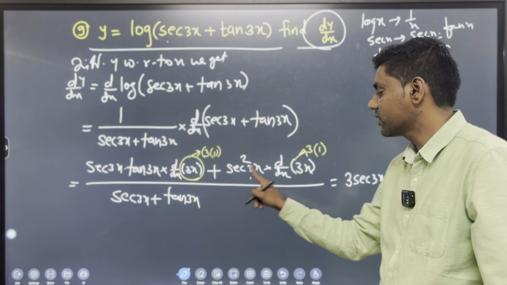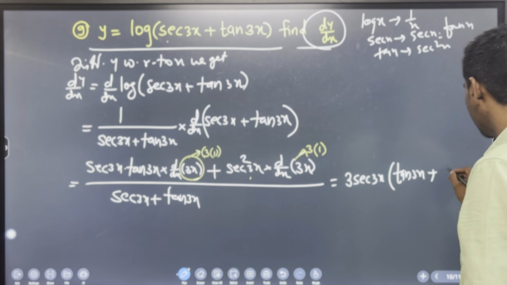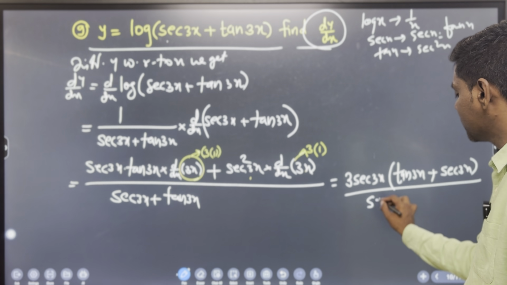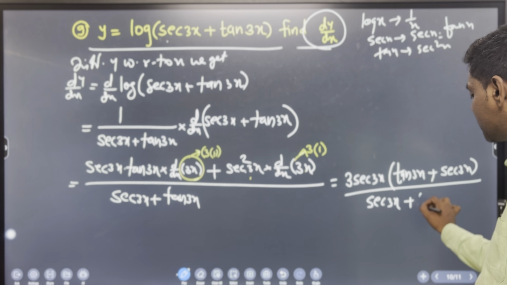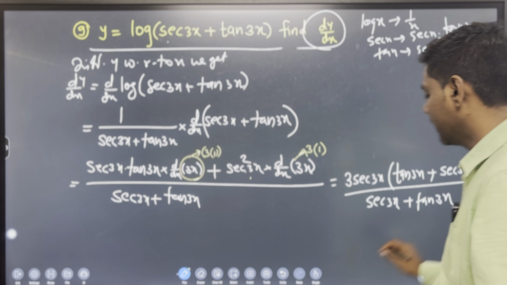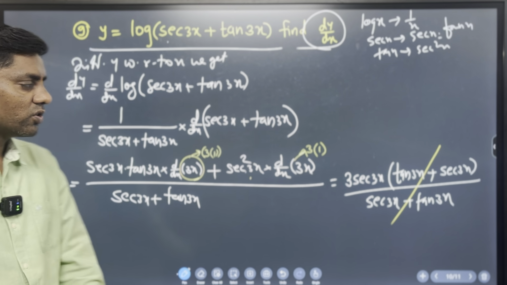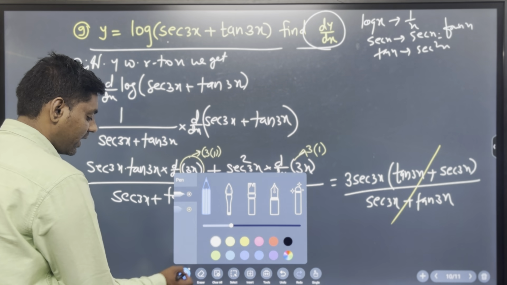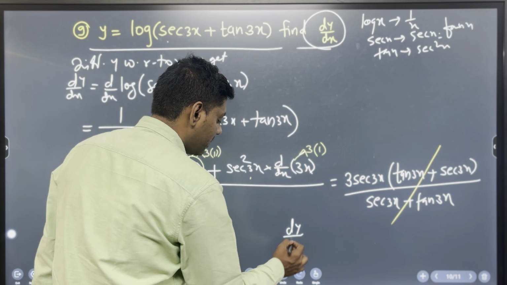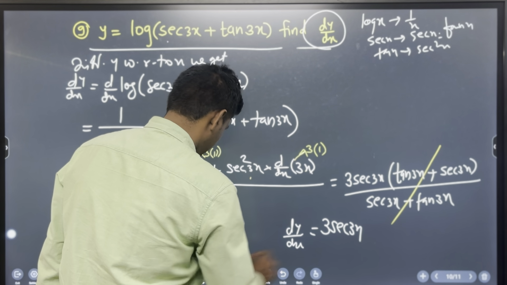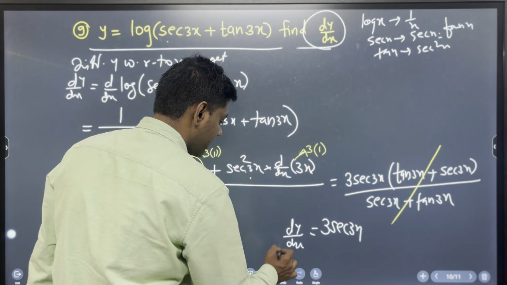And from here the 3x and one sec of 3x get cancelled, one sec of 3x remaining, the denominator is sec of 3x plus tan of 3x. Next we clearly observe that numerator and denominator are the same, so they get cancelled, and the final answer of the given example, dy by dx, equals 3 times sec of 3x. Now this is the final solution of the given example.